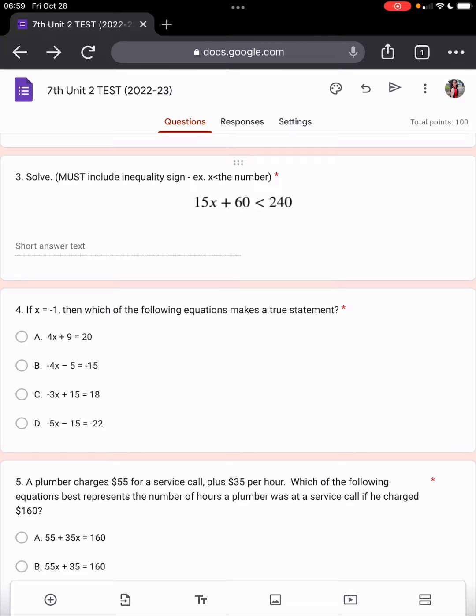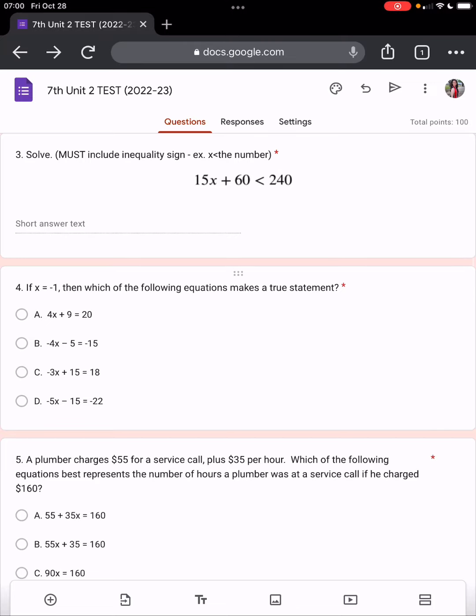Number 3. Solve. You must include the inequality sign. For example, x is less than the number. 15x plus 60 is less than 240.